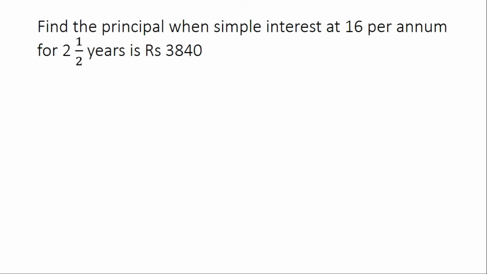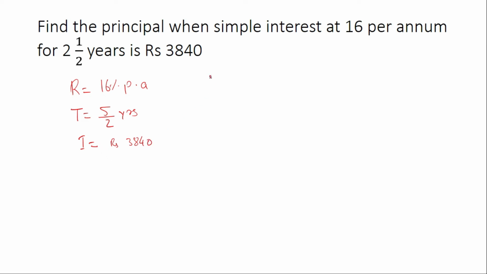Next question is find the principal when simple interest at 16% per annum for 2.5 years is rupees 3840. What you have to find out? Principal. First let us write what is given here. Rate is given 16% per annum, time is given 2 whole 1 by 2, that means 5 by 2 years, and interest is given, that is rupees 3840.